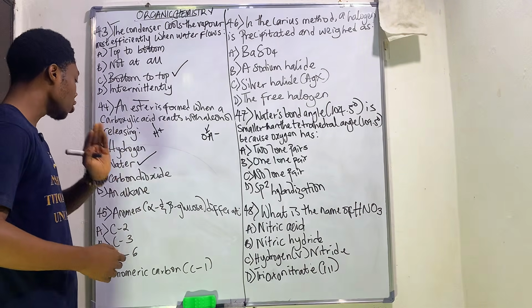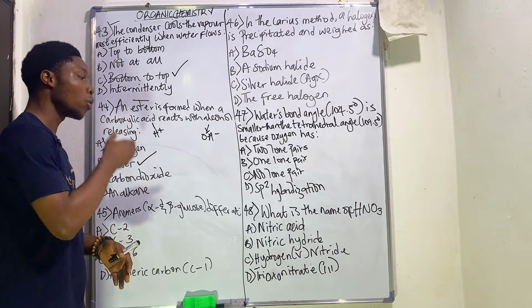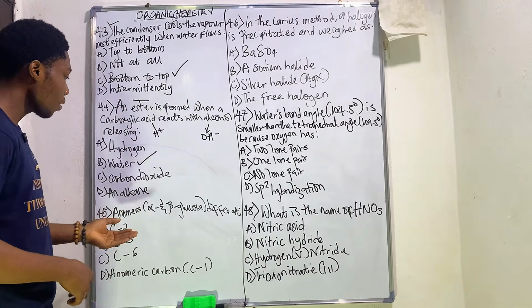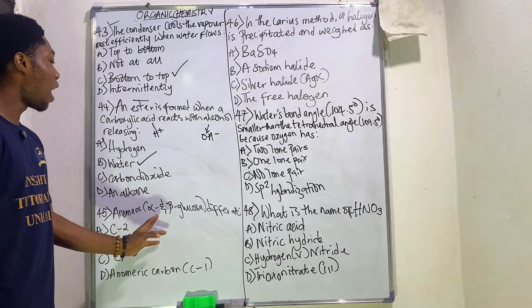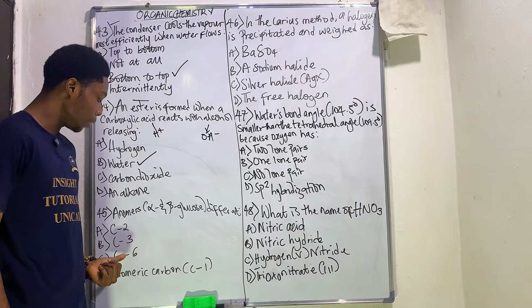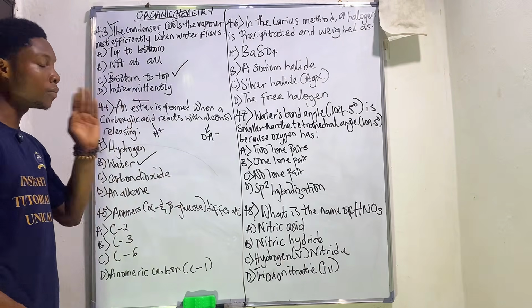So it's not hydrogen, it's not carbon dioxide, it's also not an alkane. It releases water alongside the ester that is formed. Okay, next question. Anomers, alpha and beta glucose differ at A, C2, B, C3, C, C6, D, anomeric carbon, C1.